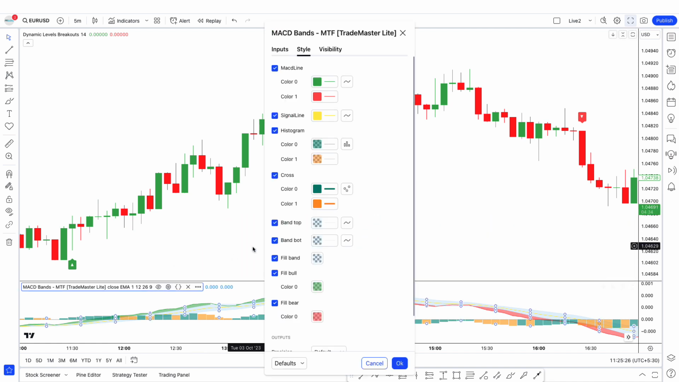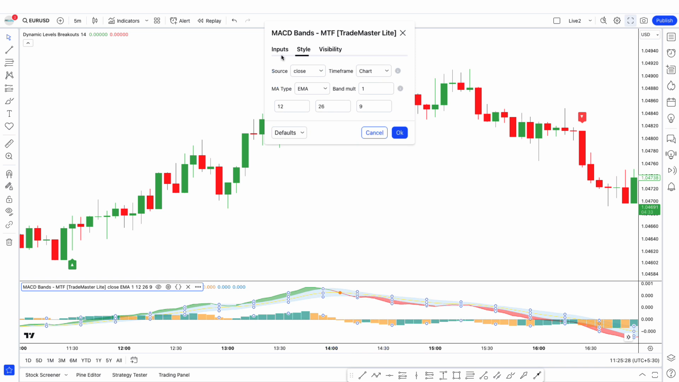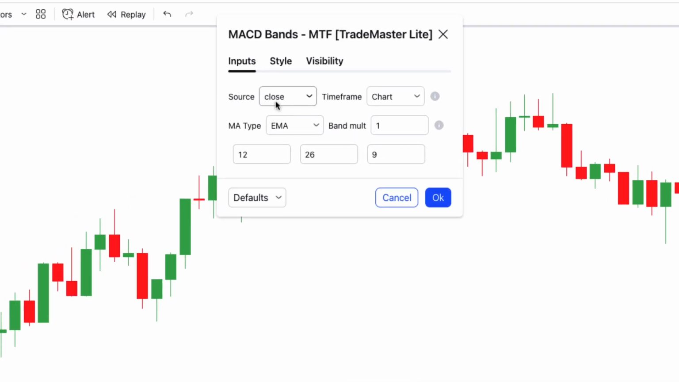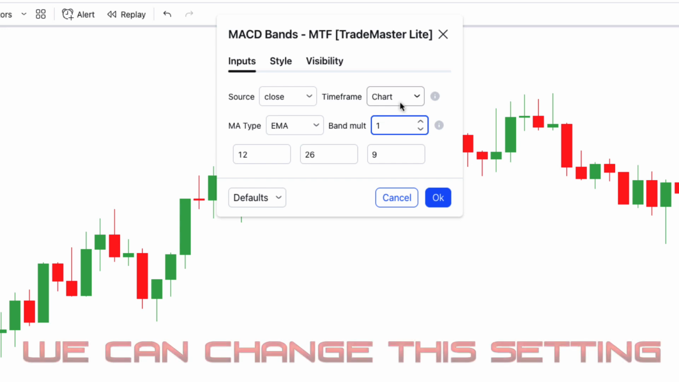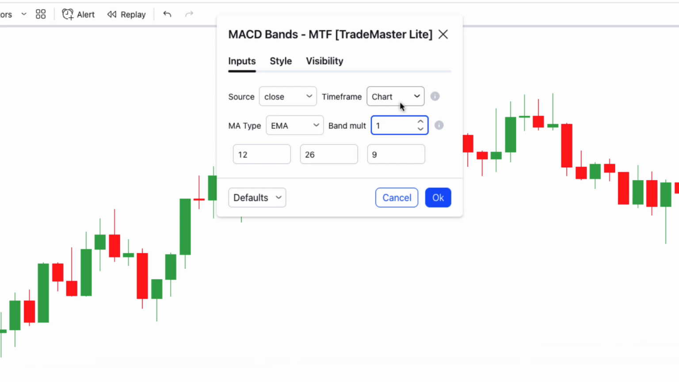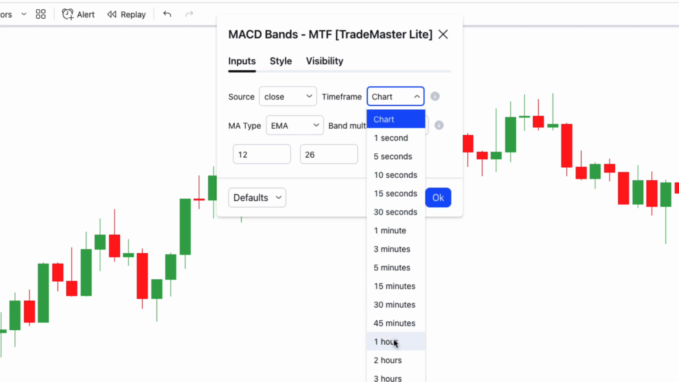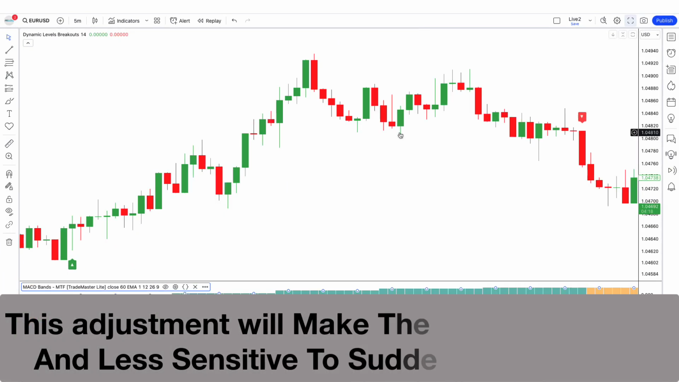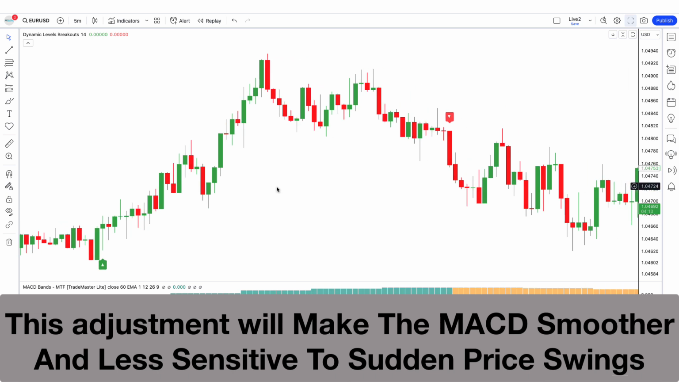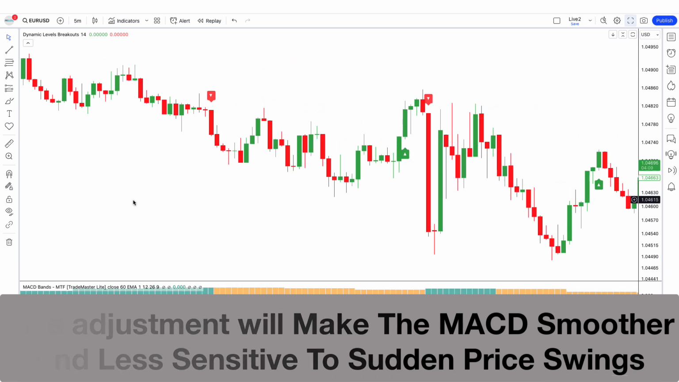First, let's access the indicator settings. Here we have several options to configure, such as source, moving average type, band multiplier, and time frame. By default, the chart's time frame is selected, but we can change this setting. Instead of using the current time frame, we can choose a different one, like 1 hour. This adjustment will make the MACD smoother and less sensitive to sudden price swings.